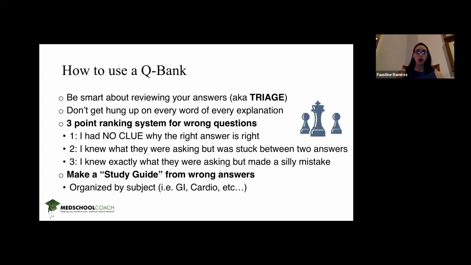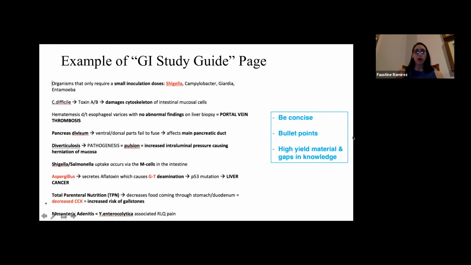So I want to talk a little bit more about this study guide. This is one example of what the study guide would look like. The point of this is not for you to copy exactly what's written here, but to realize that the more concise you are, the more efficient you'll be with your studying, because it'll take you less time to write down a bullet point than to write down a whole paragraph on what you got wrong, and it'll be quicker and more efficient to review. So I recommend using bullet points, being very concise, and really focusing on the high yield material and gaps in your knowledge. And that's why everyone's study guide is going to look different.